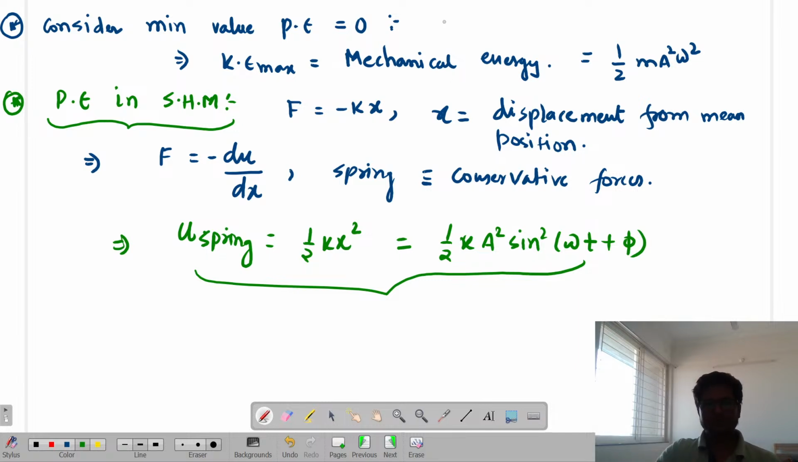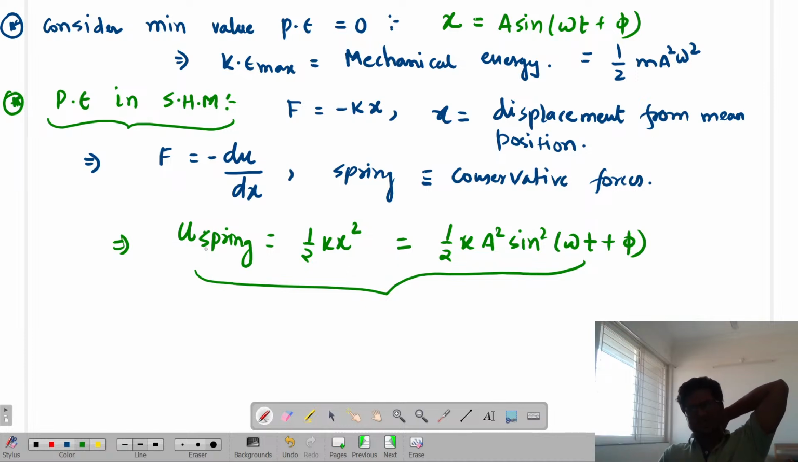Simple. Tell me one thing: in the SHM, x is represented as what? x is equal to a sin omega t plus phi, or not? And the spring potential energy? No, no, no, no. I just, you know that the spring potential energy is written as half kx square or not? So I just replace.